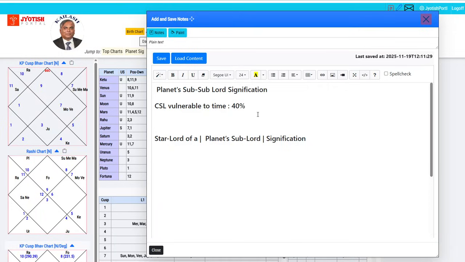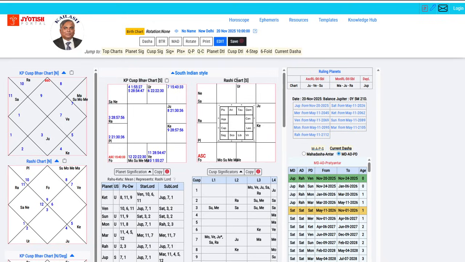Now let me show you two charts. One chart is for today at 10 a.m. for New Delhi, and then we have the same particulars, 10 a.m. Delhi, for the 20th. And then let's compare what happens to the planet sublord. That will give you a hands-on idea. This is the chart for 20th of November, 10 a.m.